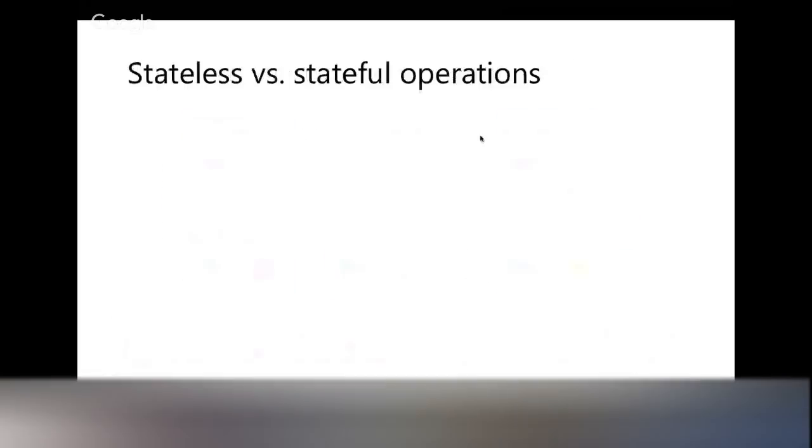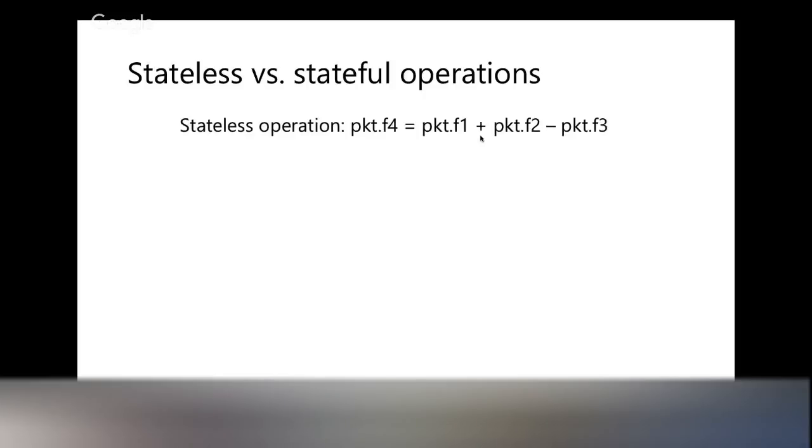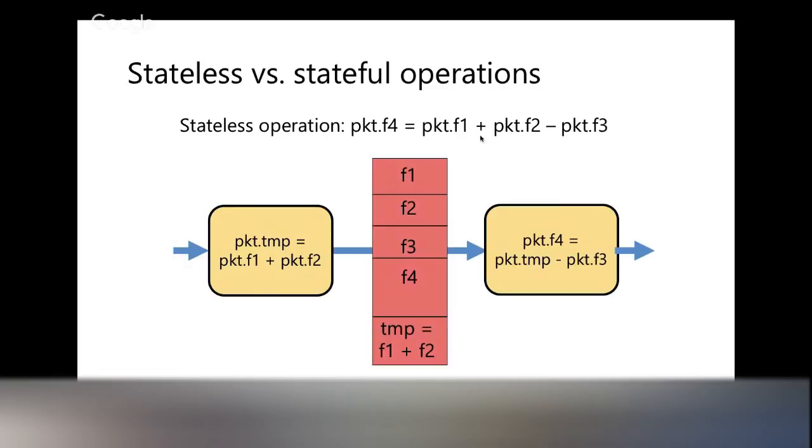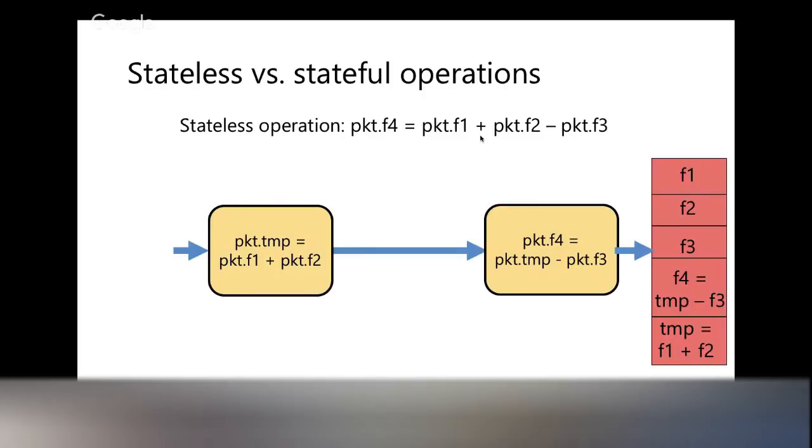Okay. So let's distinguish between atoms that do and do not manipulate state, because I think it's useful to understand how these atoms need to be designed. So let's say we have this stateless operation that takes a pair of packet fields, subtracts a third, and writes it into a fourth. Now, how do you do this in hardware? You can imagine a two-stage pipeline. The first stage takes the fields F1 and F2 and writes it into a temporary field that you've told the parser to reserve some space for. The second stage of the pipeline subtracts F3 from temp and writes it into F4.